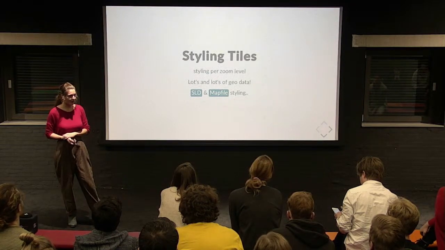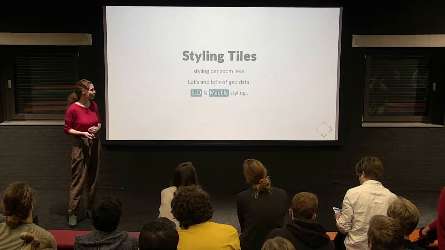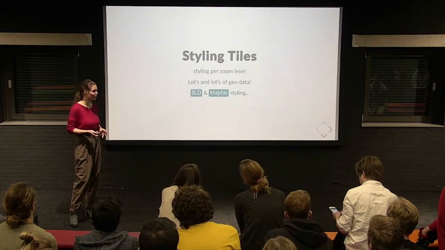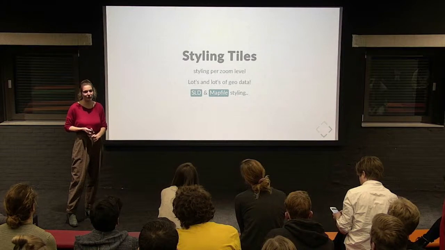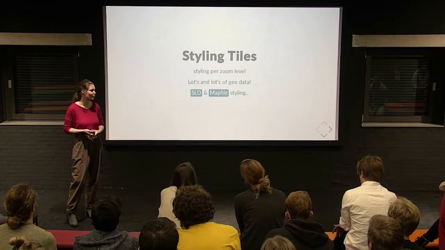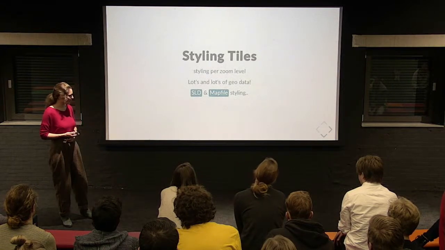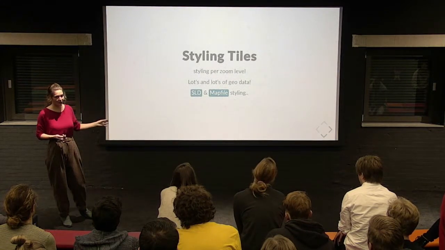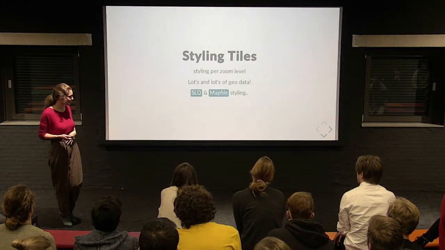So styling these tiles is a lot of work. And this is what I do as well. So I style per zoom level all the geodata that's there. So from water to buildings to roads to address points to any kind of points of interest on the map, you have to decide on how it's going to look. And for raster tiles, you can do it in SLD or map file syntax.